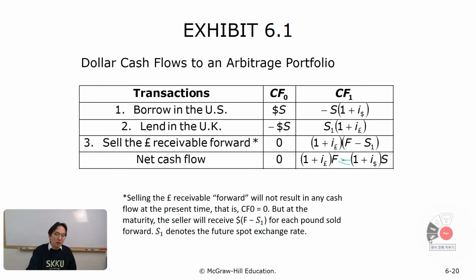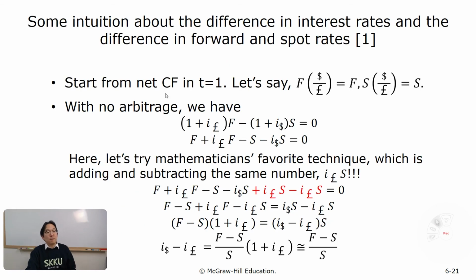Now with that, we want to extract some intuition. In the next slide, let's start from some intuition about the difference in interest rates and the difference between forward and spot rates. Start from the net cash flow in T1. Let's say forward rate and spot rate are all in terms of dollar over pound, right? Per pound, how much is it in US dollars? And with no arbitrage, we have this relation being equal to 0. And then if you do the math, you will realize that it becomes like minus S minus IS, like that.